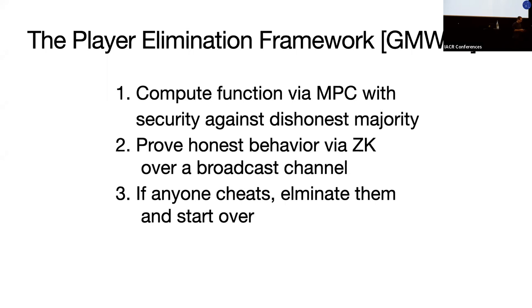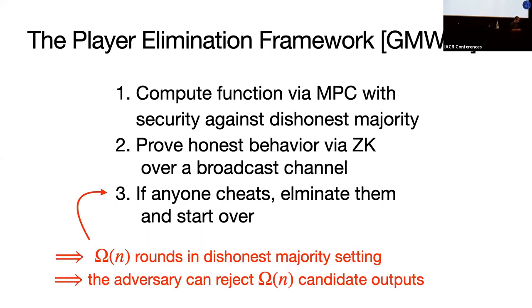And finally, if anybody cheats, you eliminate them and you start over. So this last step here is the important one, because if you're in the dishonest majority setting, this implies that you might need n rounds since there could be n minus one restarts. And furthermore, it implies that the adversary gets n minus one opportunities to reject an output that it doesn't like. This is how the adversary gets to inject a bias into a protocol generically.